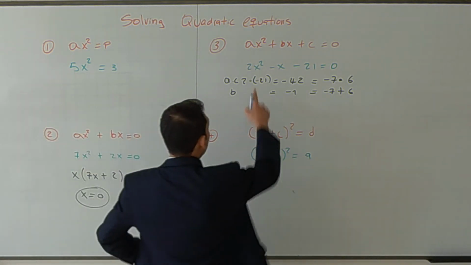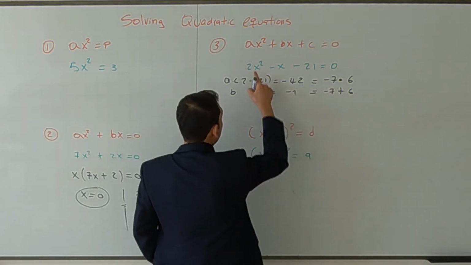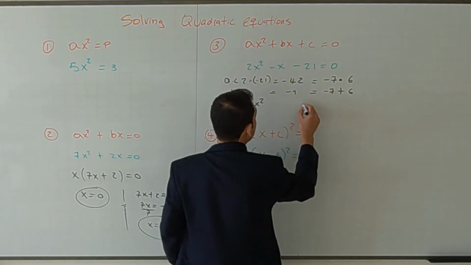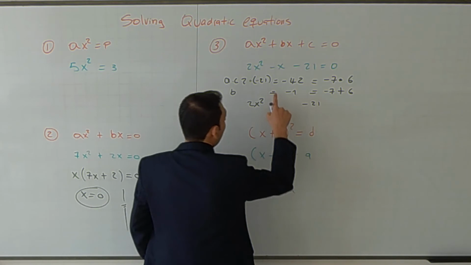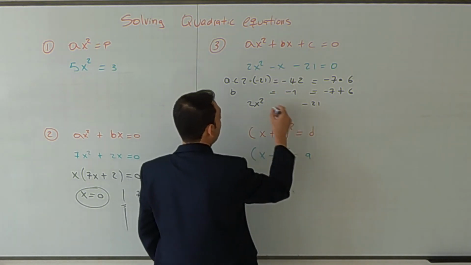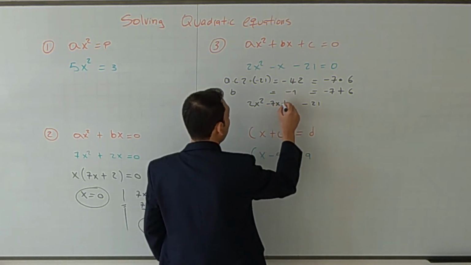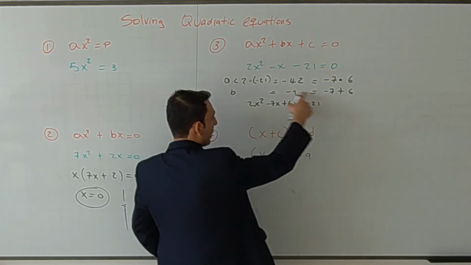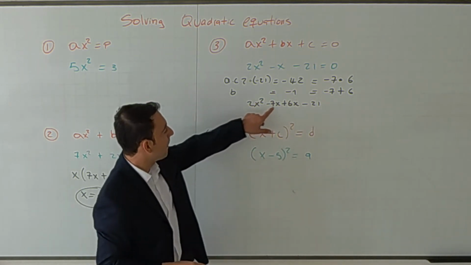Okay, then we have to determine the middle. The first one is exactly the same, 2x squared. The last one is exactly the same, negative 21. And the middle term is negative x, so we have to use negative 7x plus 6x. Okay? Then in this part of the process, we have 4 terms.